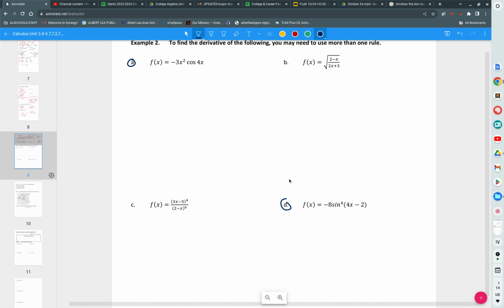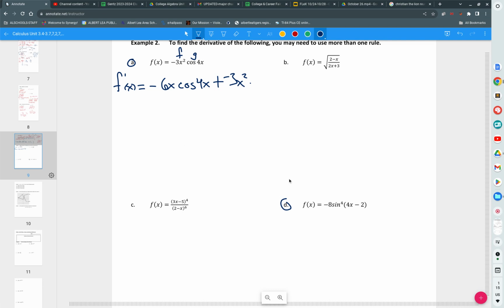Okay, what rule? Product and the chain rule. The product and the chain rule. Good. You see that those look similar? So I have F and I have G. Away we go. F prime of x is equal to negative 6x times cosine of 4x. Now you have to do the chain rule. Plus, I'm going to write the negative 3x squared times, now I need the derivative of cosine of 4x.